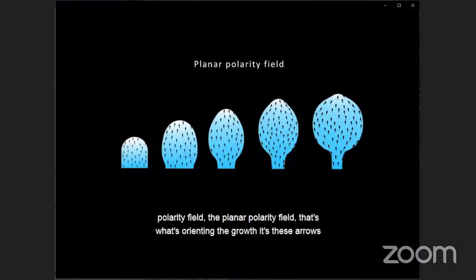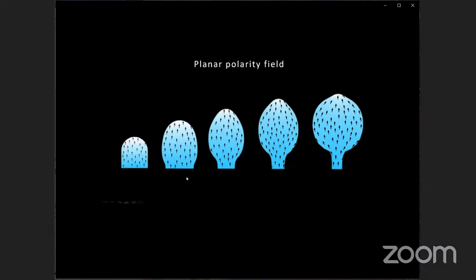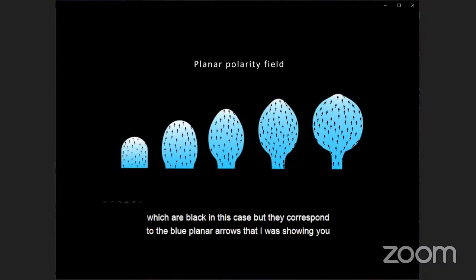And the heart of this model is a polarity field, a planar polarity field. That's what's orienting the growth. It's these arrows, which are black in this case, but they correspond to the blue planar arrows that I was showing you earlier. They're orienting the growth that allows, for example, this narrowing to occur at the base of the leaf, because growth perpendicular to these arrows is reduced at this end. And that's why you get a petiole. So this shaping of the leaf depends upon this polarity field running through it that's helping orient the growth and allows you to shape it in this way.